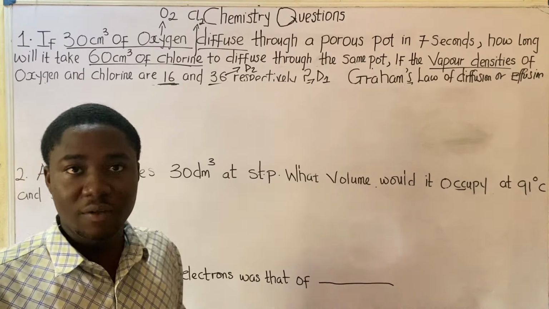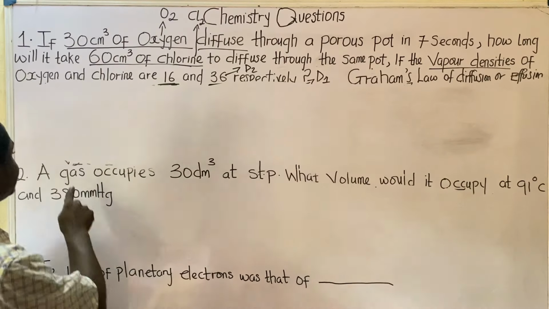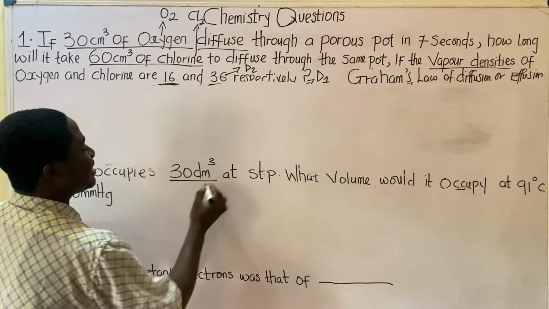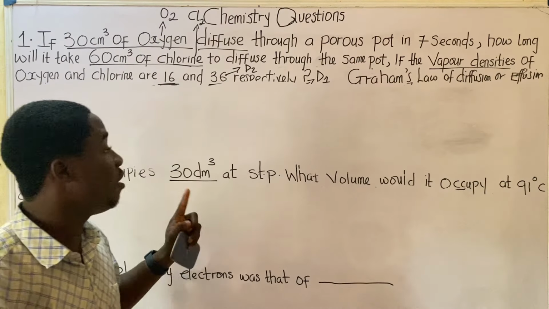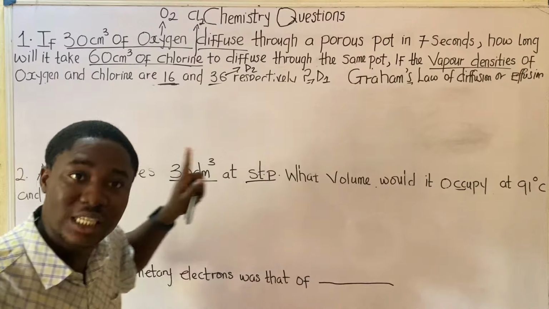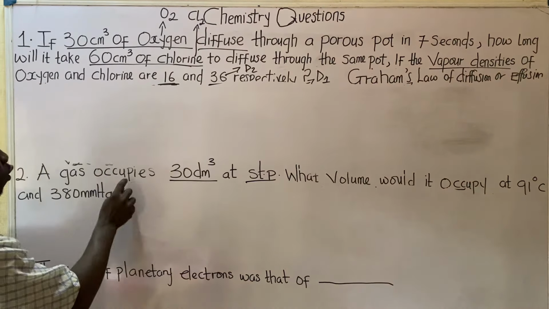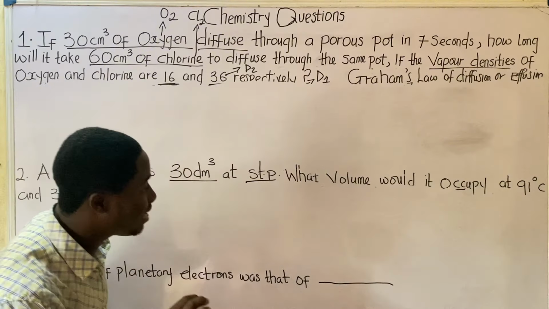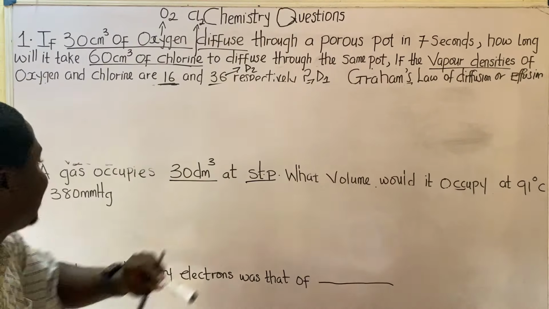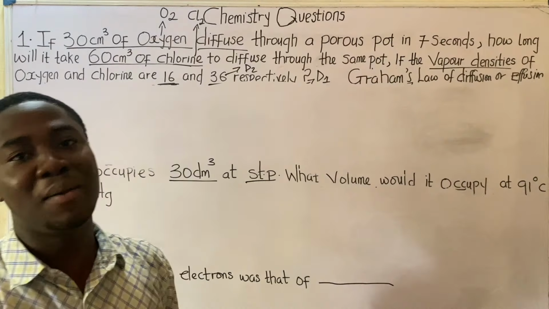Okay guys, moving further, let's get into the next practice question, which says a gas occupies 30 dm cube at STP. This particular value is very important, and this is also extremely important in solving this particular practice question. So I read again, a gas occupies 30 dm cube at STP. What volume would it occupy at 91 degrees Celsius and 380 mmHg?